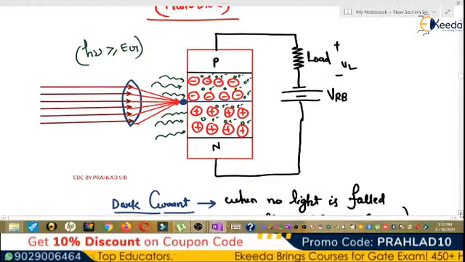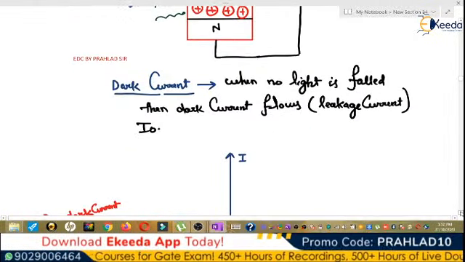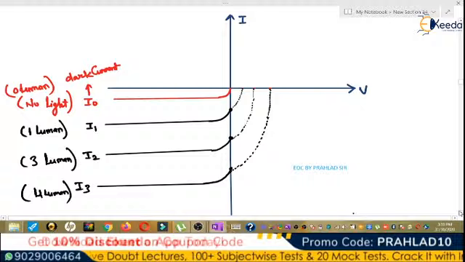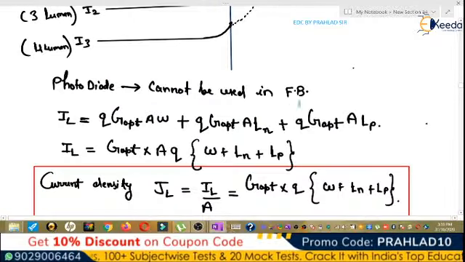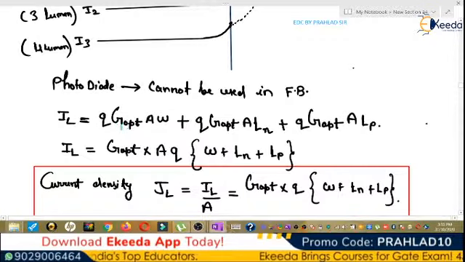Dark current is defined as the current that flows when no light is incident, which is called the leakage current, and it is I0. This is the dark current, and after that, when light is incident, the current increases in this way. A photodiode cannot be used in forward bias, because in forward bias the current flows due to majority charge carriers, and there is no significant increase in the majority charge carriers when light is incident.